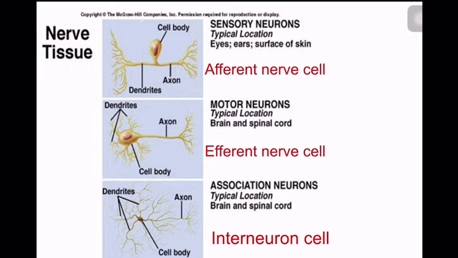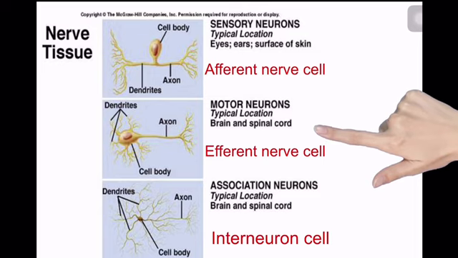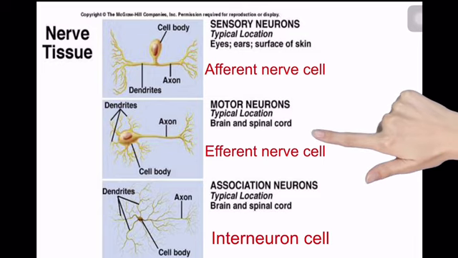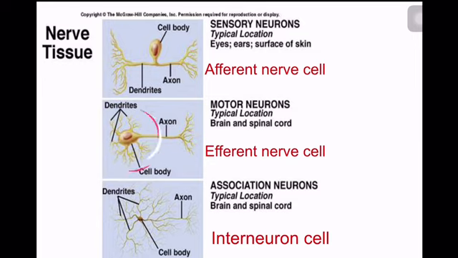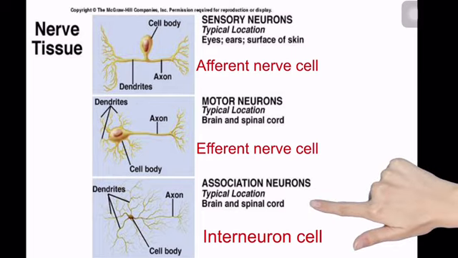Second type of neuron cell is motor neuron, and typically can be found at brain and spinal cord. They are also called efferent nerve cells, and their structure, the cell body is located near to the dendrites and away from the axon.